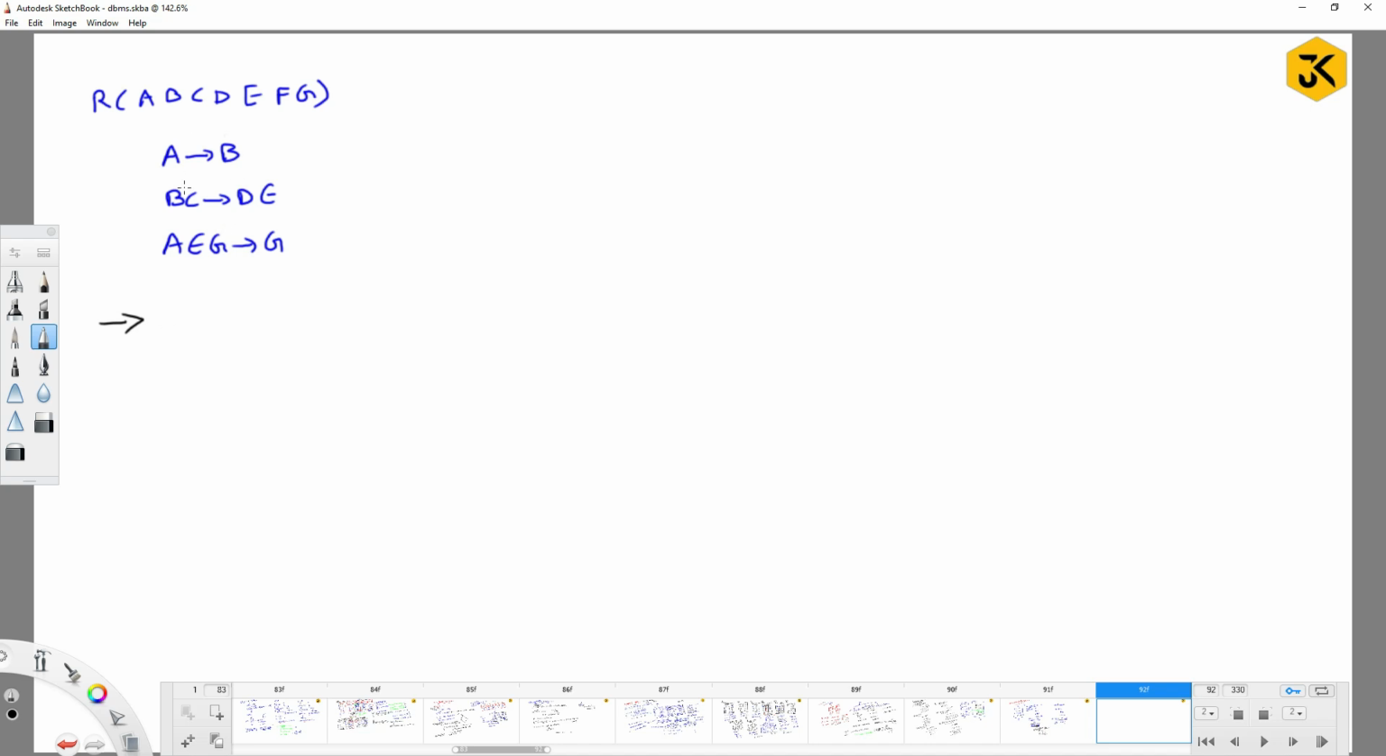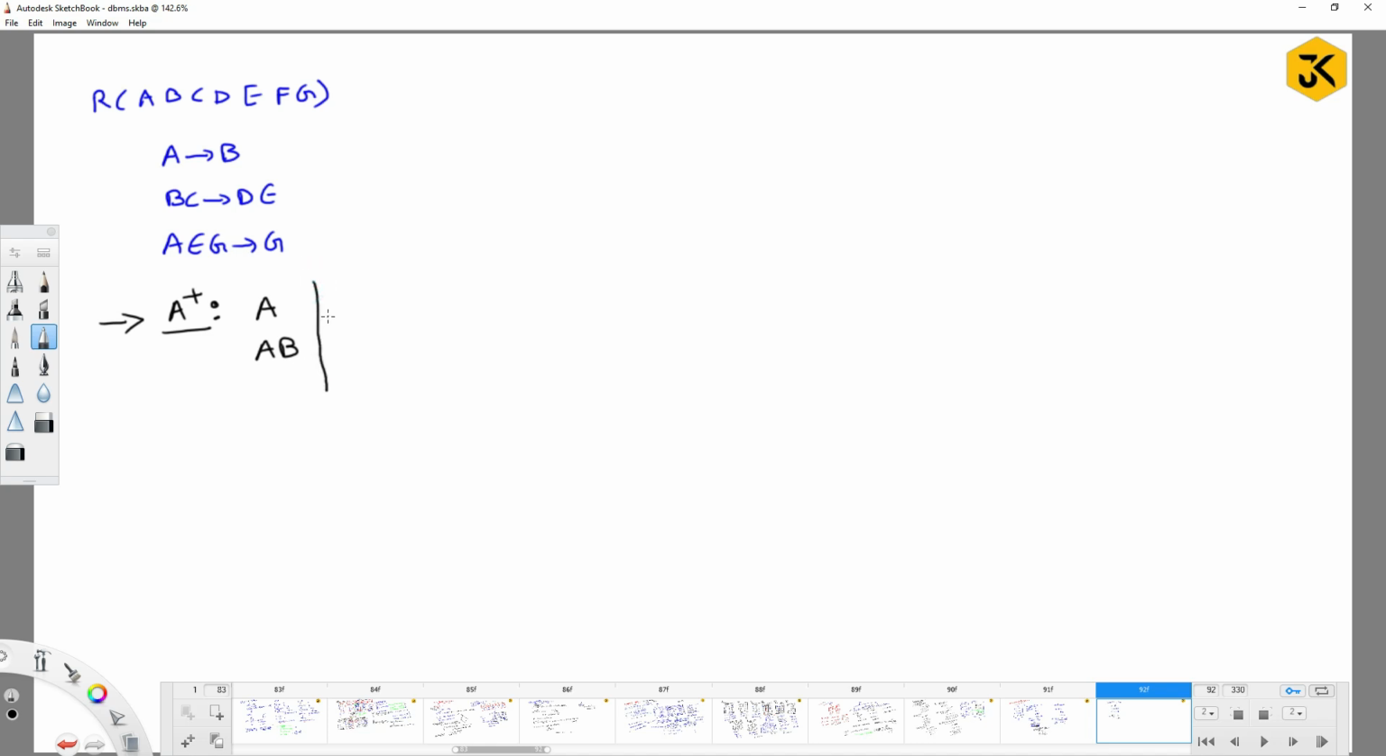Other functional dependencies possible for A. So compute the closure of A, right? What other functional dependencies are possible for A, that you have to find. So for that, you have to find out the closure of A. What is closure of A? A. From A I will get AB. Are there other things possible? No, nothing is possible.